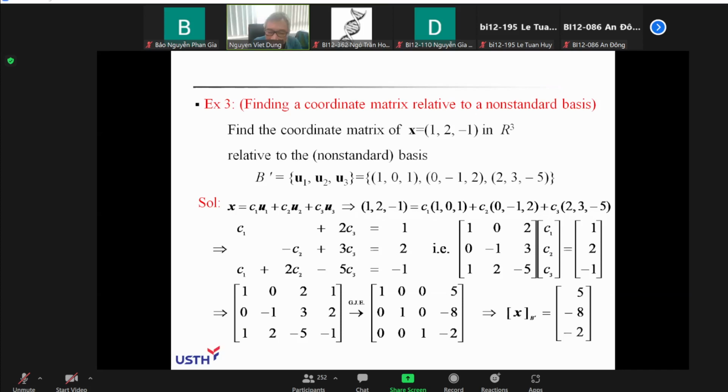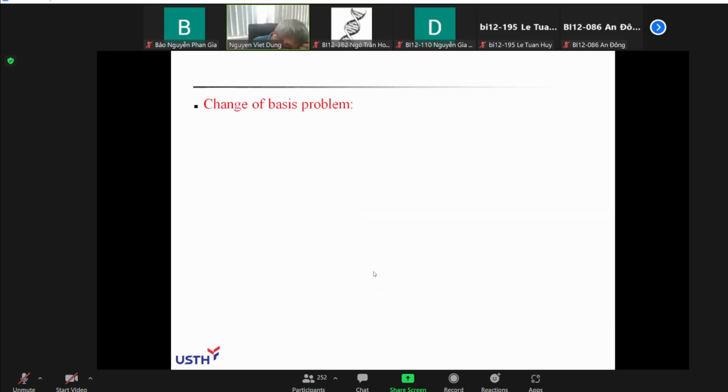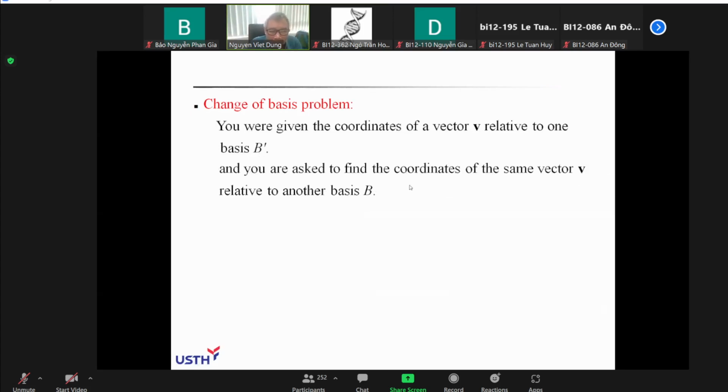It is still very easy. Now you have the problem of changing the basis. As I showed you in the picture before, the same point, the same vector, will have different coordinates in different bases. So suppose that you are given a vector V relative to a basis B prime. And then they require you to find the coordinates of the same vector V, but now relative to another basis B. How can you do it?